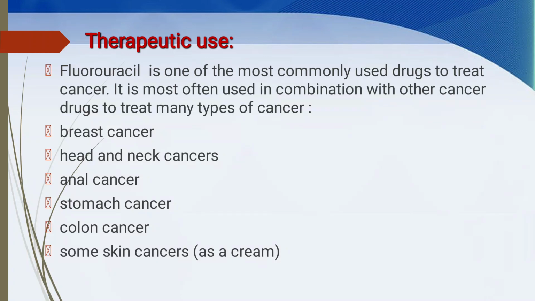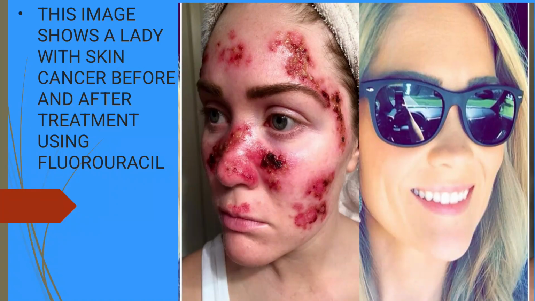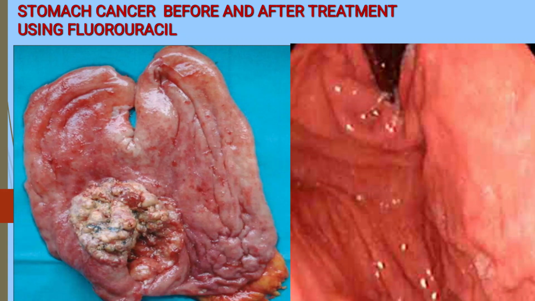These are some of the therapeutic uses of fluorouracil, as it is one of the most commonly used drugs to treat cancer. It is most often used in combination with other cancer drugs to treat many types of cancers, which include breast cancer, head and neck cancers, anal cancer, stomach cancer, colon cancer, and some skin cancers. And for skin cancers, we use ointments or creams to treat them. This image shows a lady with skin cancer before and after treatment using fluorouracil, and next there is a stomach cancer before and after treatment using fluorouracil.